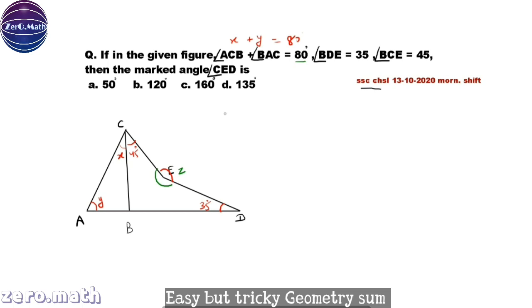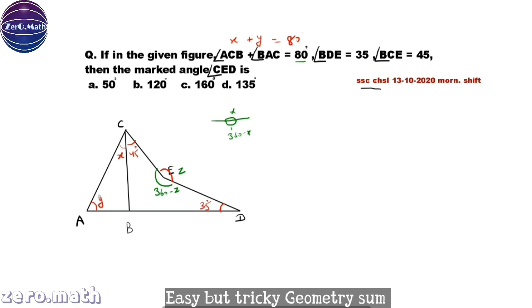If angle Z is given, what will be the reflex angle? If on one side the angle is X, then the total angle is 360, so the other portion of angle is 360 minus X. Similarly, here the reflex angle would be 360 minus Z. Alright, I think so far so good.